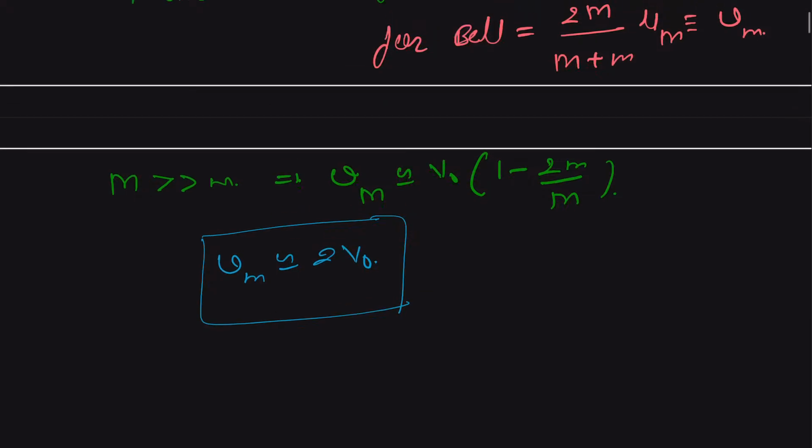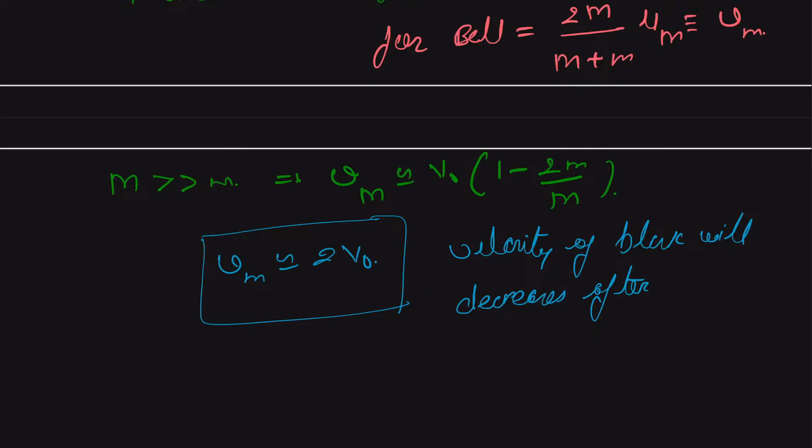Okay. So we can say that the velocity of the block will decrease after each collision. This we are going to use later on also. Okay.